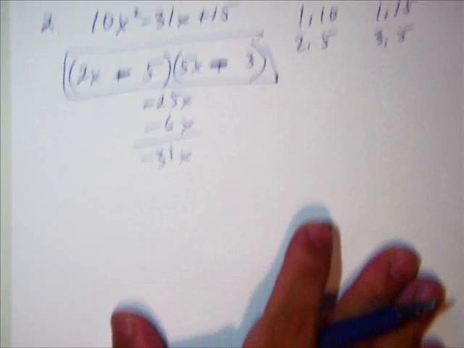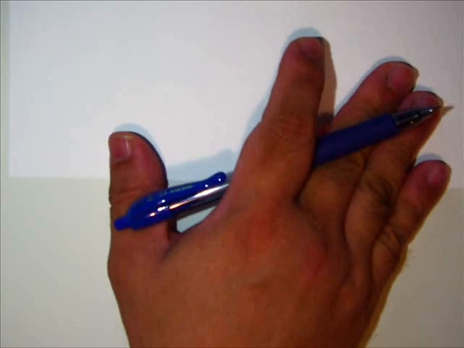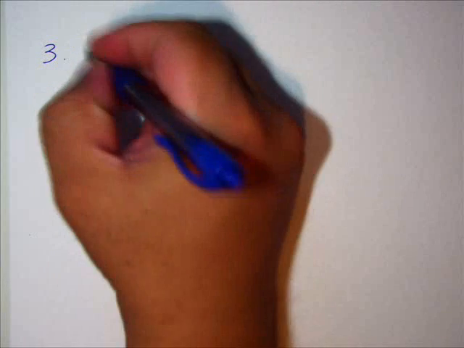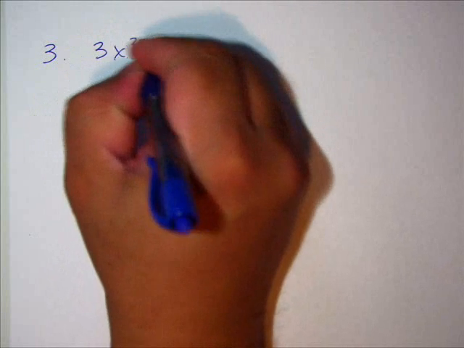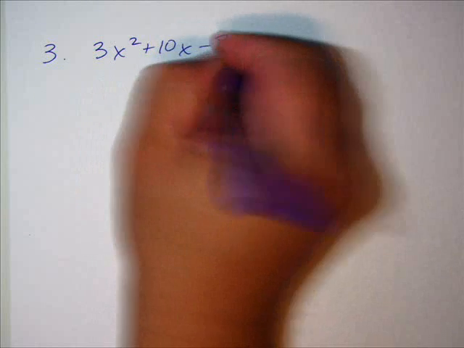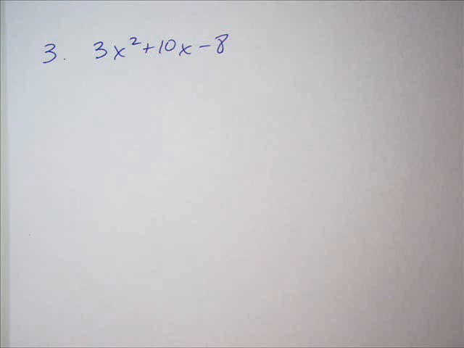Number 3. That's going to run out of space. Okay. Number 3. Here we go. 3x squared plus 10x minus 8. Again, if you want to go ahead and try it on your own, go ahead, pause the video.